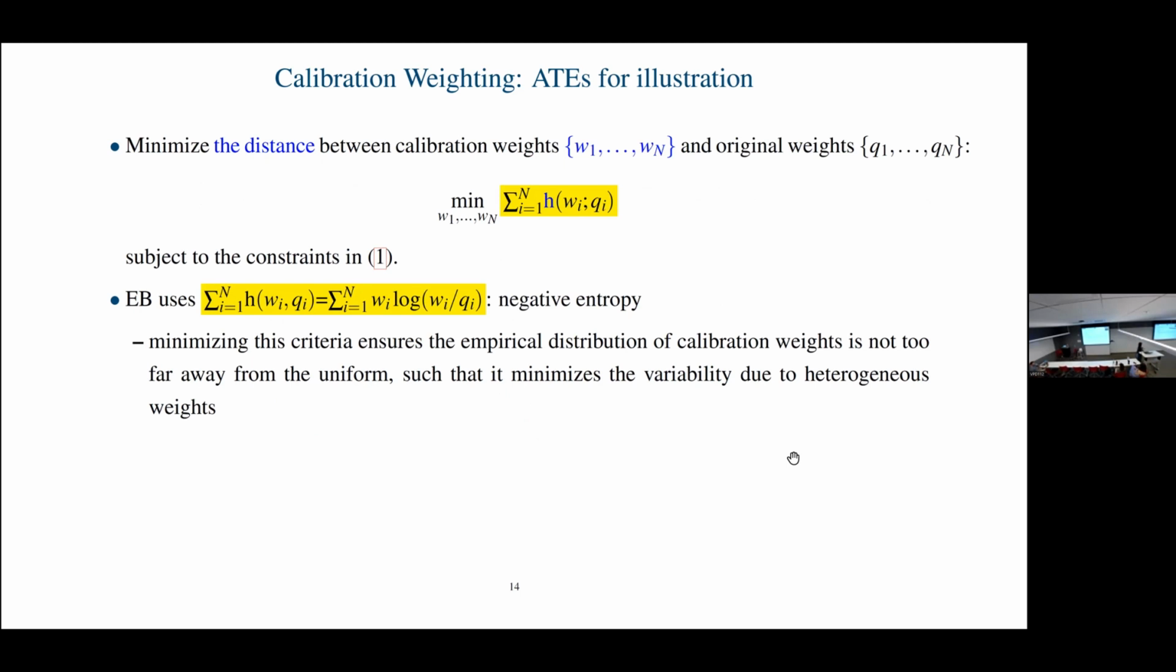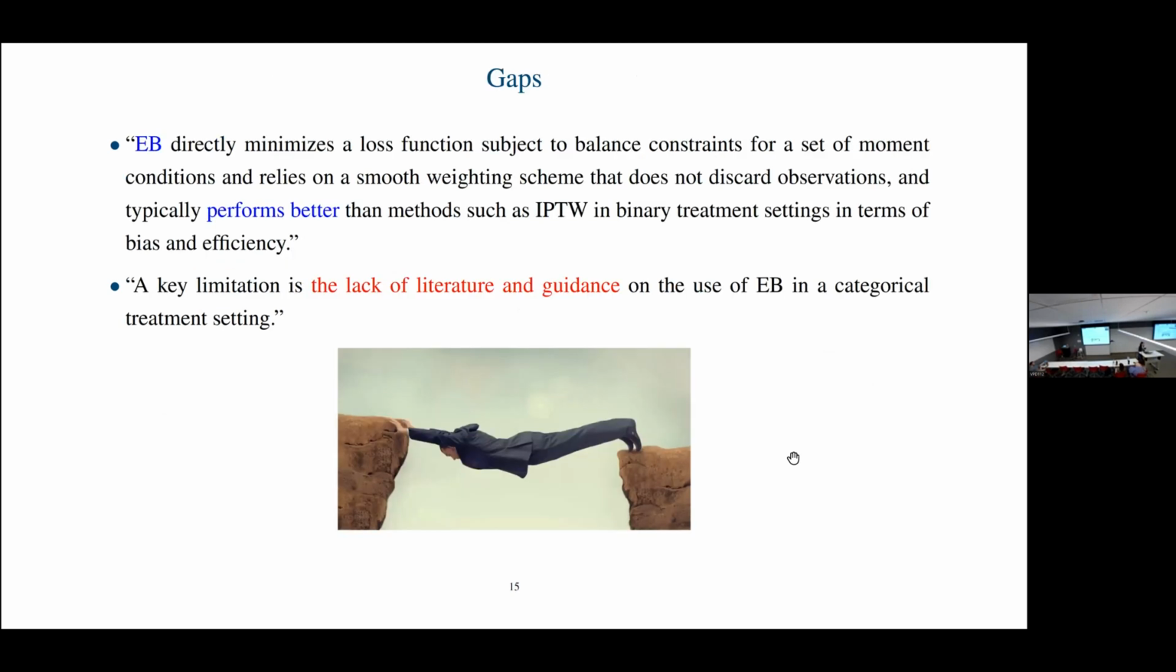The advantage of entropy balancing is that if we minimize this criterion, that means we maximize the entropy of the weight solution, right? It ensures the empirical distribution of the calibration weight is not far away from the uniform weight, and therefore it controls the variability of the final weight. So that's the advantage of entropy balancing, and it has performed very well compared to other approaches in terms of bias and efficiency in the binary treatment setting.